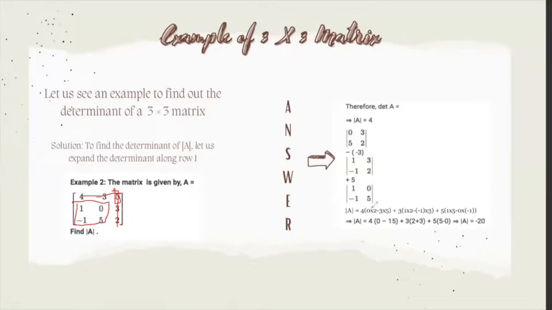After that, 4 times (0 times 2 minus 3 times 5), minus -3, which will make it +3 because minus times minus is plus, times (1 times 2 minus 3 times -1), plus 5 times (1 times 5 minus 0 times -1). So the determinant of A equals 4 times (0 times 2 minus 3 times 5) plus 3 times (1 times 2 minus -1 times 3) plus 5 times (1 times 5 minus 0 times -1), which equals 4 times (0 minus 15) plus 3 times (2 plus 3) plus 5 times (5 minus 0), which makes the determinant of A equal to -20.